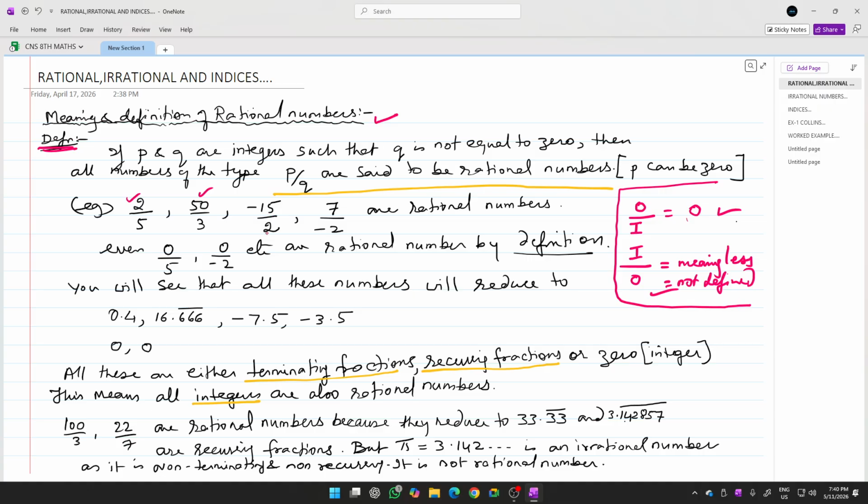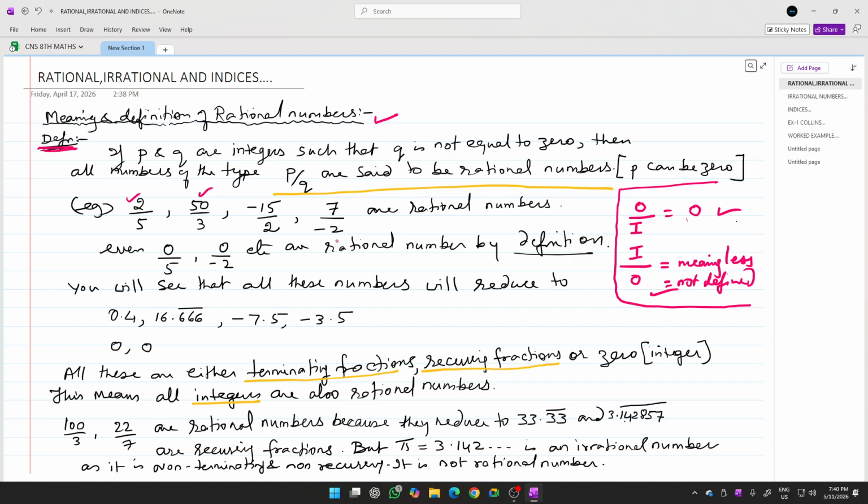Now minus 15 upon 2. Minus 15 is an integer in the numerator, 2 is an integer in the denominator. So both in the numerator and denominator you have integers, and moreover, the integer in the denominator is a non-zero integer. So minus 15 upon 2 is also a rational number. By the definition of a rational number, this is the simplest way of deciding whether a number is rational or not.